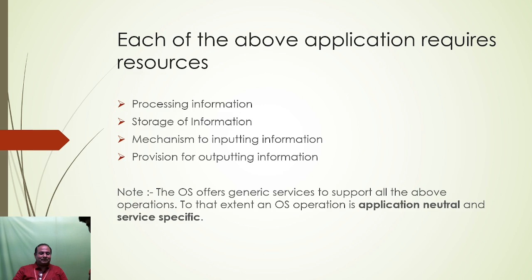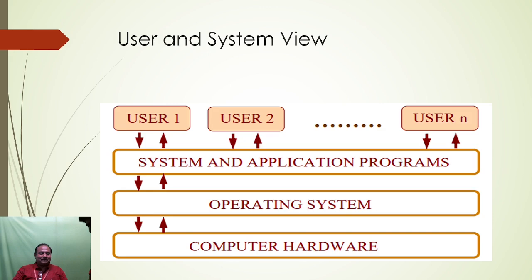Okay. So each of the above applications requires some kind of resources, which are given by the operating system. Some examples of these resources are process information, storage information, a mechanism for inputting information, and provision for outputting information. All these resources are allocated by the operating system. If you don't have the operating system, then the application cannot use these resources, and the application can run only with these resources. So we need the operating system.